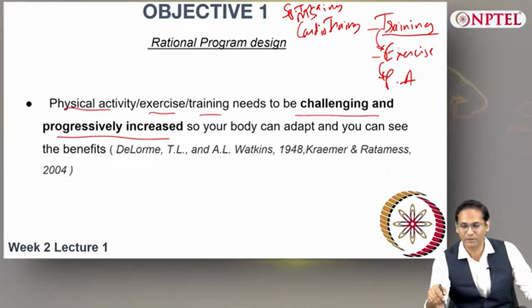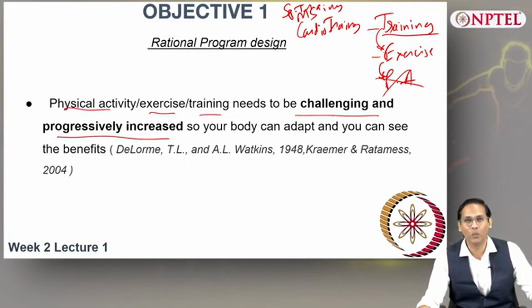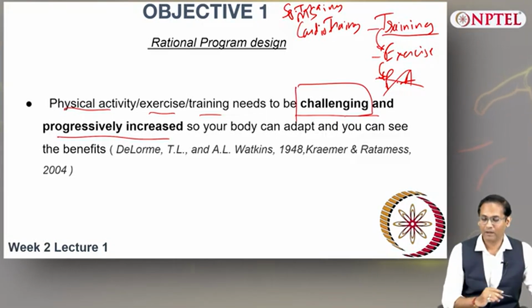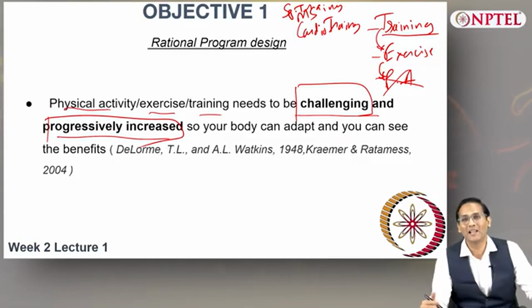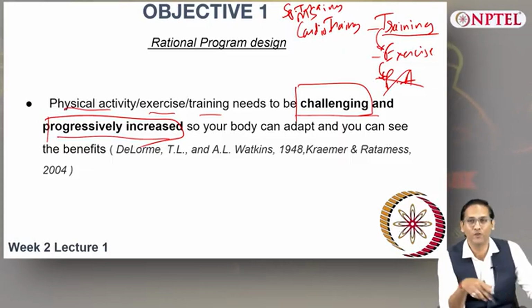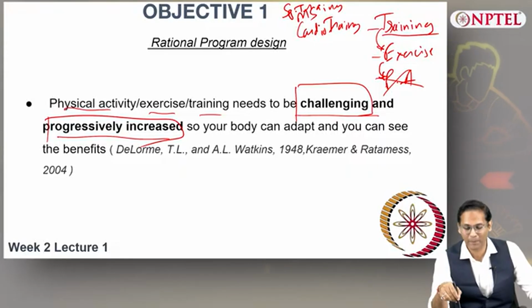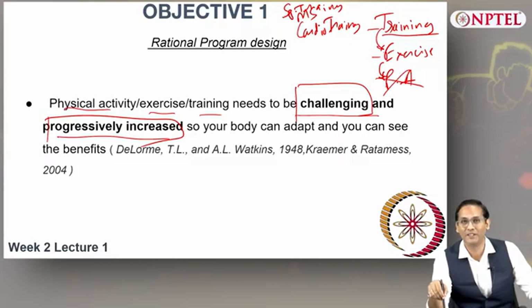So, among these three terms, which term will you expect to get results or benefit? Obviously, it is not physical activity. Why? Because of the very fundamental thing, every time challenging and progressively increased. You may challenge yourself, but it is not progressively increased if you are engaging in a physical activity because it is not repetitive. So, you cannot expect to get results if you are engaged in a physical activity.